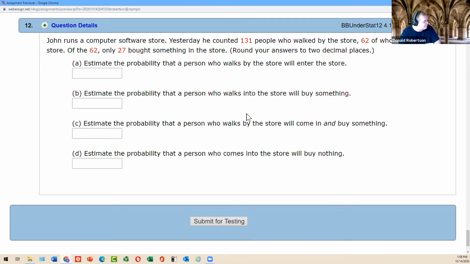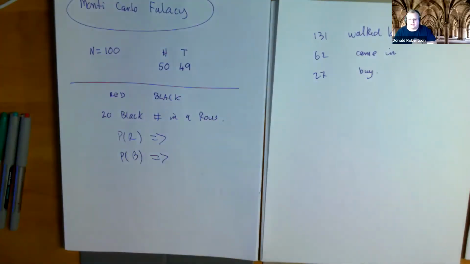John runs a computer software store. Yesterday he counted 131 people walked by his store. 62 came in. And 27 of those ended up buying something. And we're being asked to calculate certain probabilities based on this data. So this is empirical again.